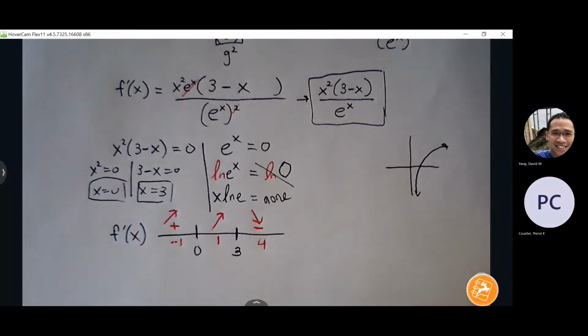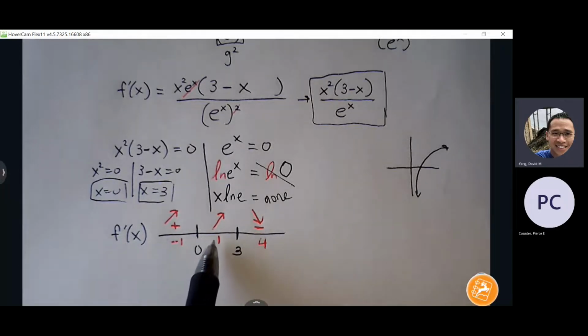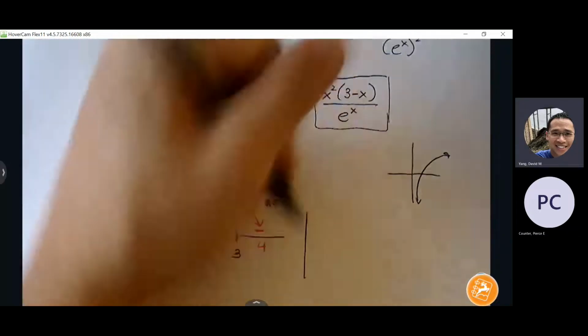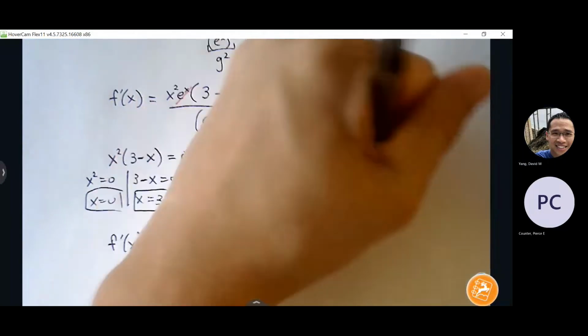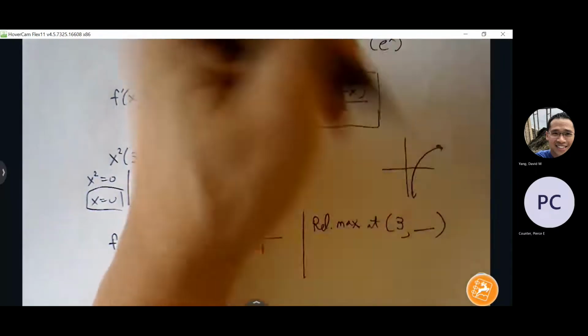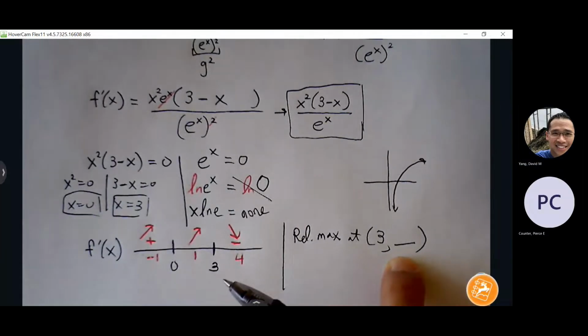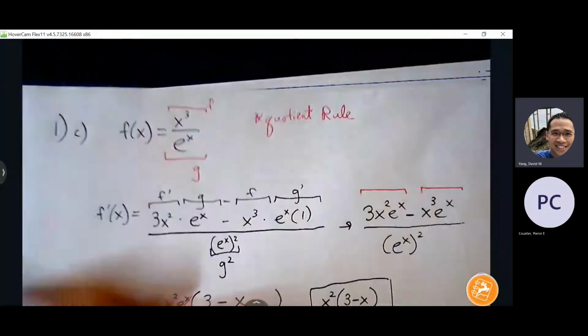If I ask you for interval increasing, you would say first and second interval. If I say actually for interval decreasing, you'll say from 3 to infinity. If I ask you for relative max or relative extrema, you would say relative max. And if I ask you for the full ordered pair, how would you go about finding that? Original, right? So original is x cubed over e to the x.